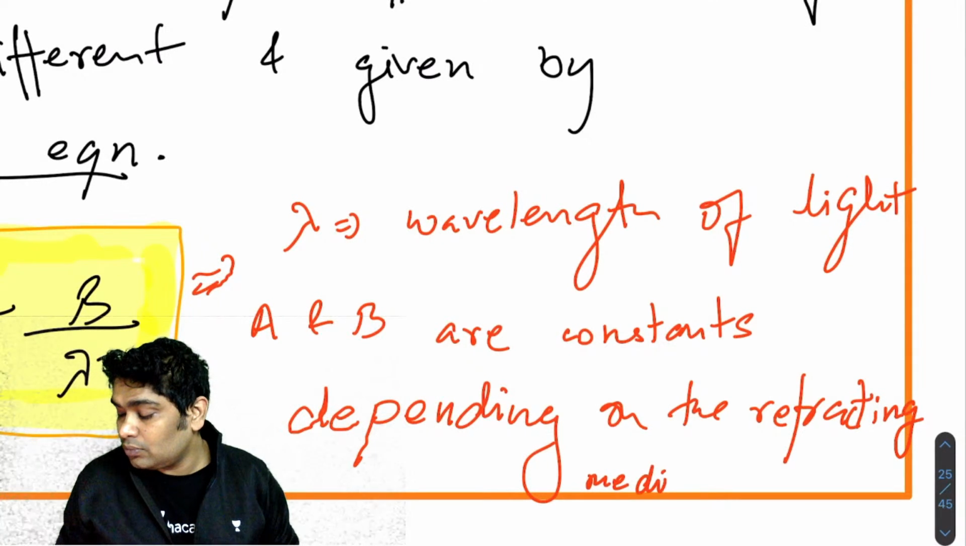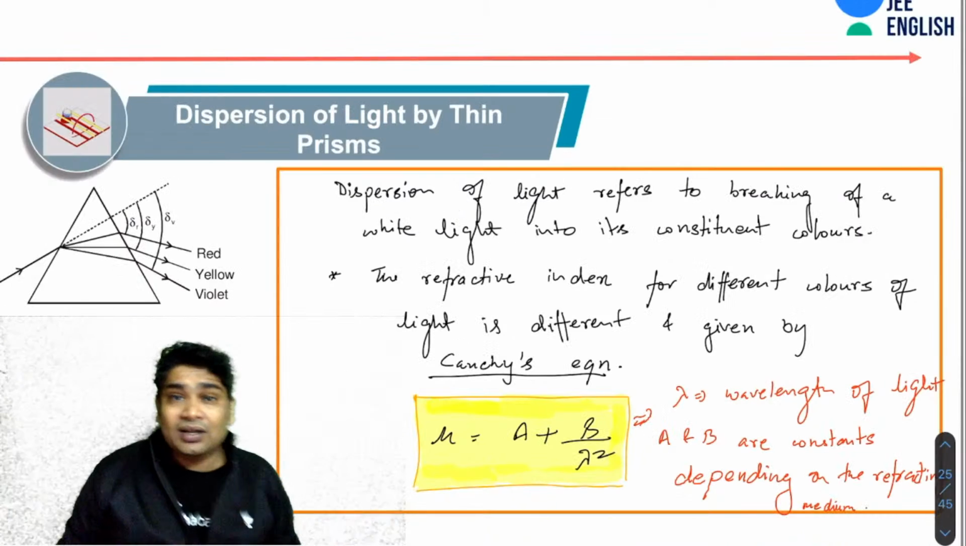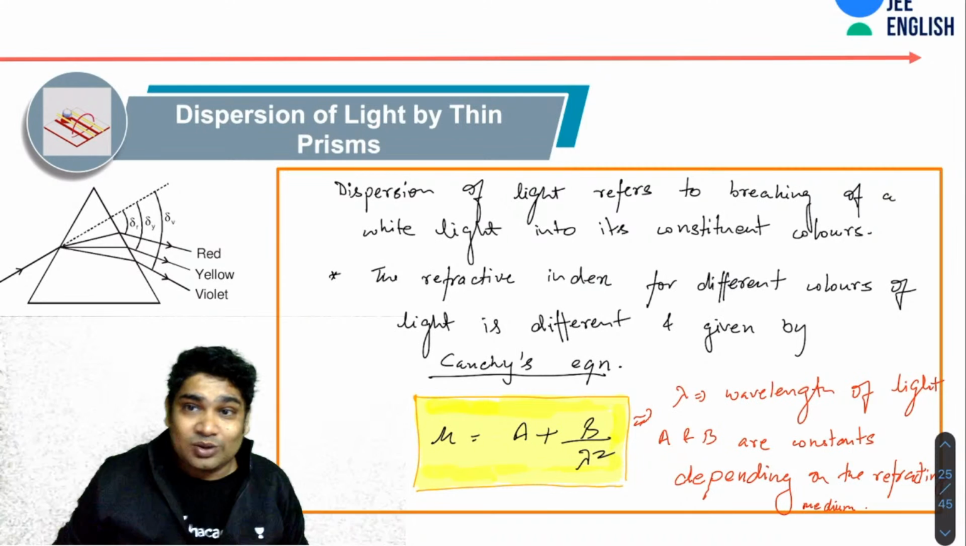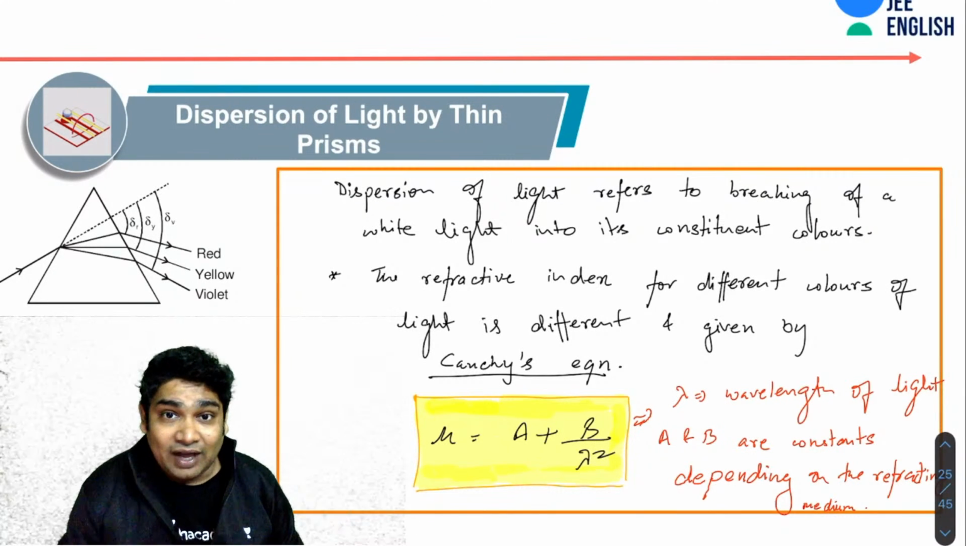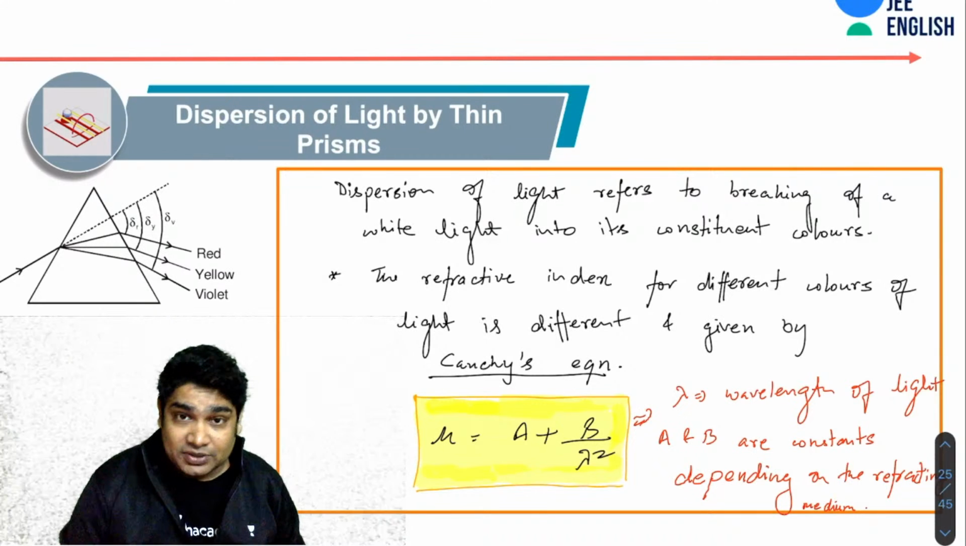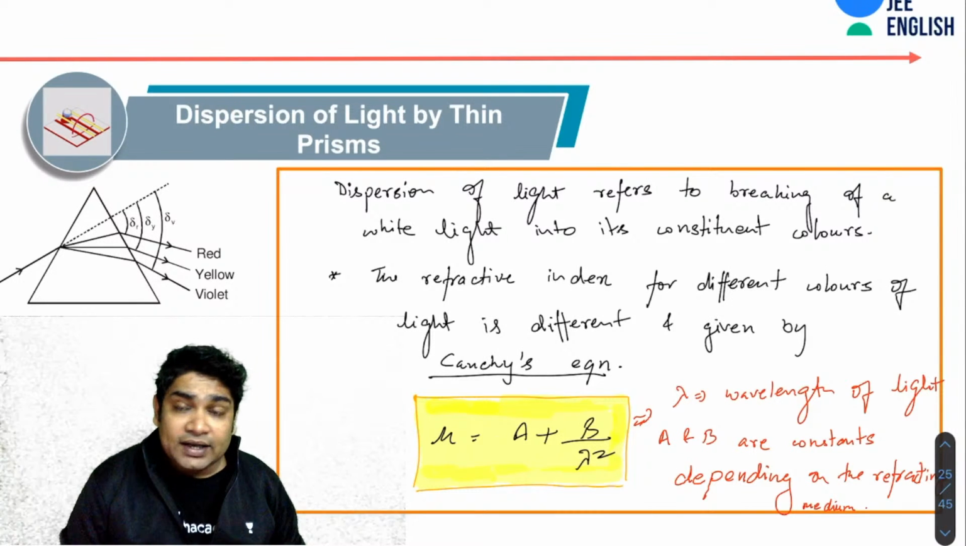So, for instance, if you had a glass, you have different kinds of glasses also, flint glass, crown glass. So for different glasses, A and B would have different values. Okay, but for one kind of substance, A and B are fixed, they are constants. And so you realize for one substance, the more the lambda, the smaller is the mu.